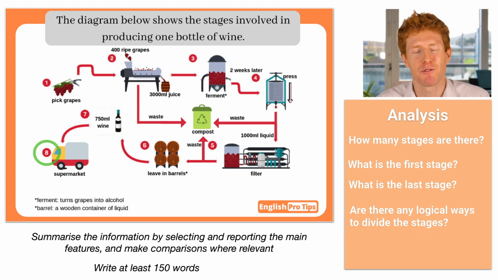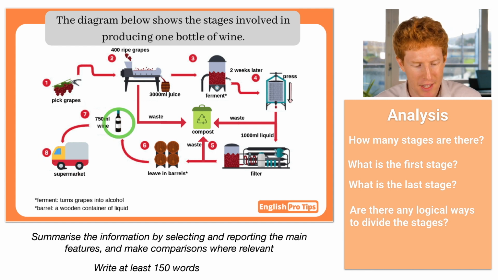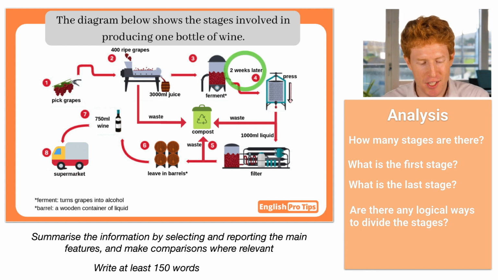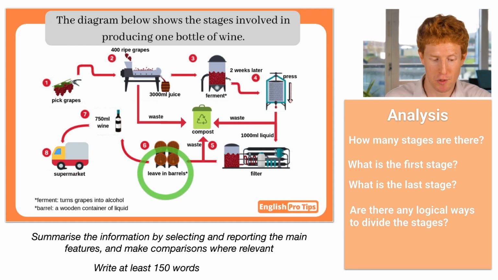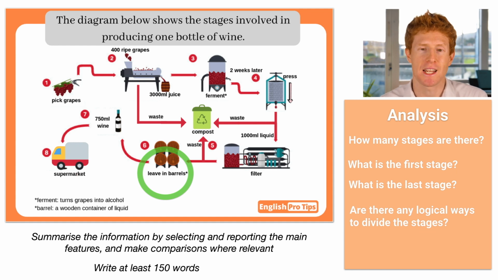Now a good idea for process diagrams is to look for a stage or between stages when there's a lot of time that passes. So for example, here we can see that just after in the fermentation process, there's a 2-week gap. So this might be where we decide to start a new paragraph. Or maybe here as well, after the wine is left in barrels for a longer period.